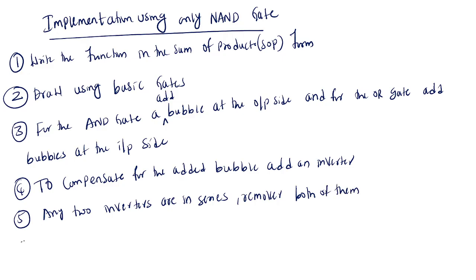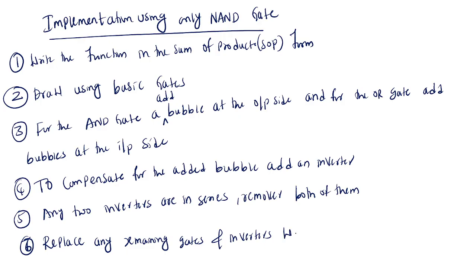And replace any remaining gates and inverters with the equivalent NAND gate. This is the NAND implementation. These are the steps you need to follow when you implement using NAND gates.